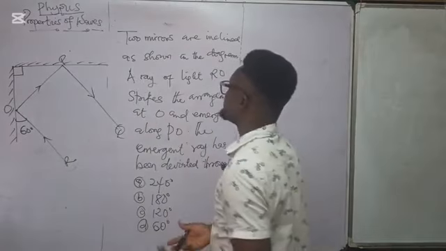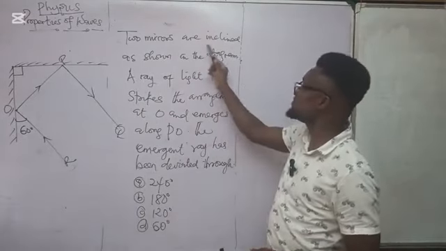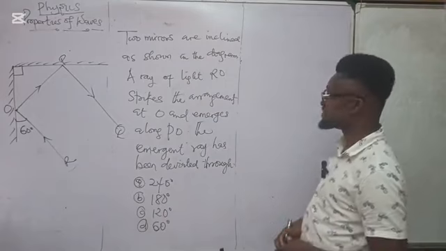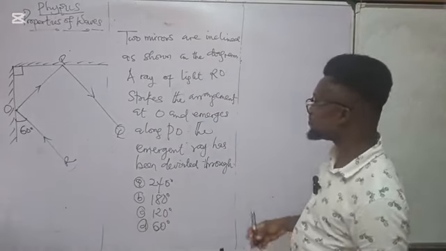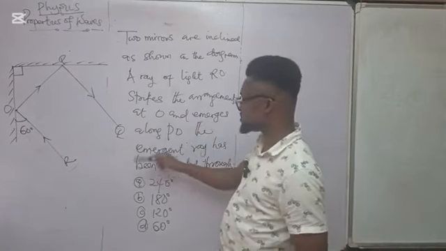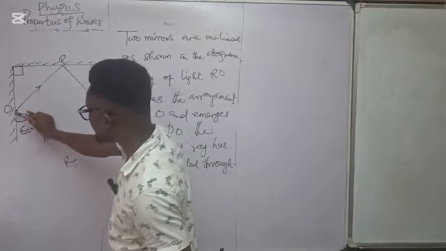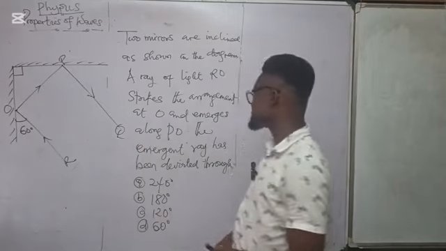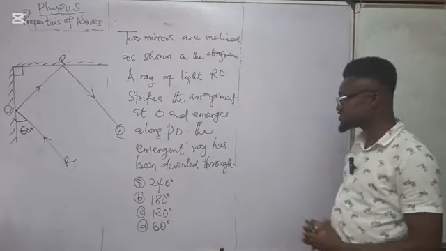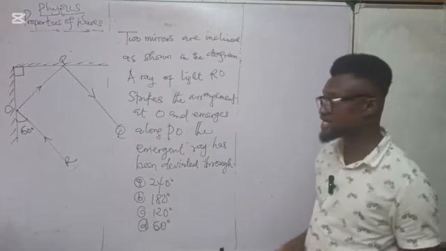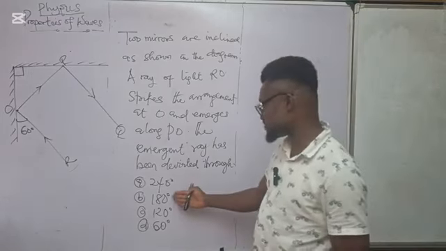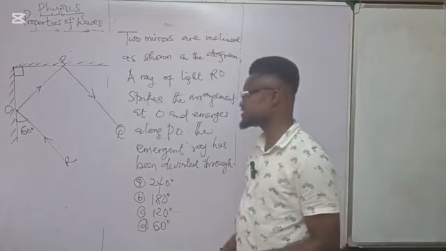Okay, we have a question on the board. It reads, two mirrors are inclined as shown in the diagram. A ray of light, RO, strikes the arrangement at O. Here is RO. It strikes the arrangement at O and emerges along PO. The emergent ray has been deviated through what angle? We have options 240, 180, 120, 60 degrees.